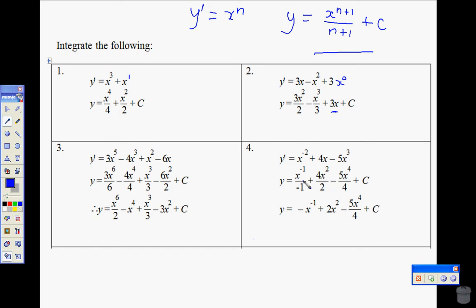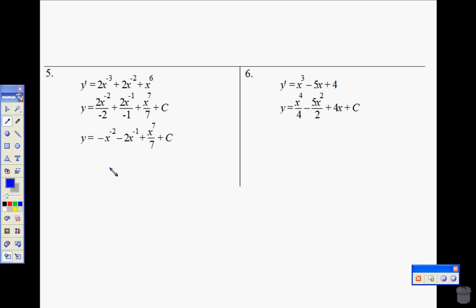Same with part 1, the first one. It cleans up to just minus x to the power of minus 1. And 5x to the power of 3 becomes 5x to the power of 4 over 4, which doesn't change too much at all. We look at 5, 2x to the power of minus 3. Again, add 1 to the power, becomes minus 2. And divide by the minus 2, which will just give you the minus x to the power of minus 2. 2x to the power of minus 2 becomes x to the power of minus 1 over the minus 1, which cleans up to minus 2x to the power of minus 1. And x to the power of 6 becomes x to the power of 7, and divide by the 7.